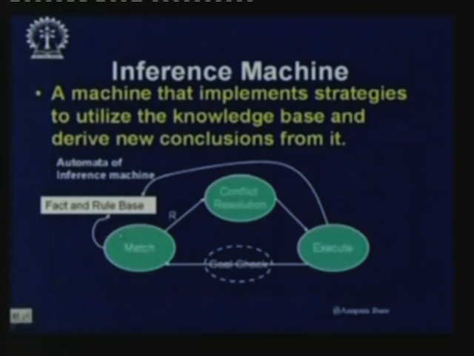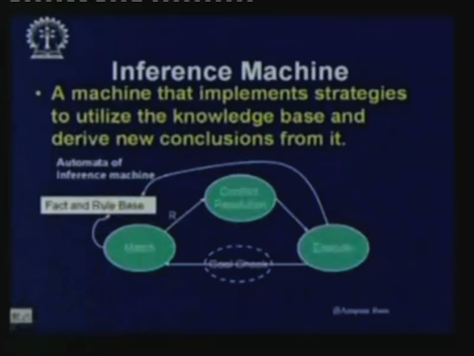But how long will it continue? We will come to the match phase, and in the match phase, again, the matching will be done, and we will see which rule is enabled again. We will do conflict resolution, we will do execute, and this cycle will continue. Now, how long will this cycle continue? This cycle will continue until the goal or the objective with which we are trying to solve the problem is met. The problem that we are trying to solve, that we call a goal. As long as the goal is not met, we should try to do this.